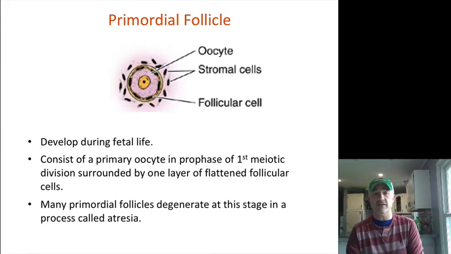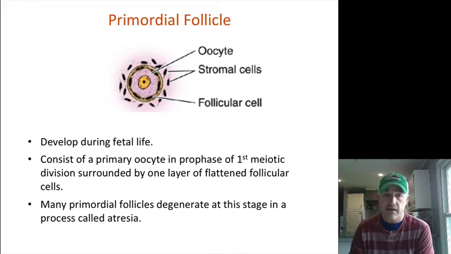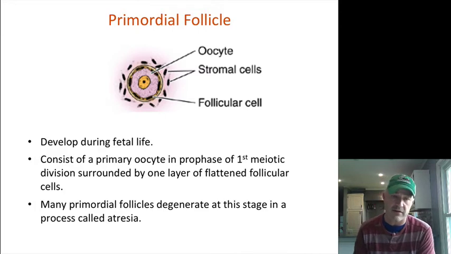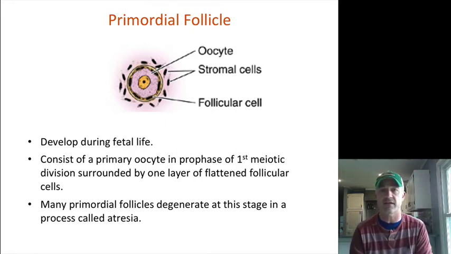So these primordial follicles develop, like I said, during time as a fetus. They start going through this first meiotic division and are paused in the middle of that. And prior to puberty, a number of these are going to go through a process called atresia, where you lose a lot of these. You start with about 1.5 million. It's down to about 400,000 by the time puberty starts in terms of egg cells that could develop.